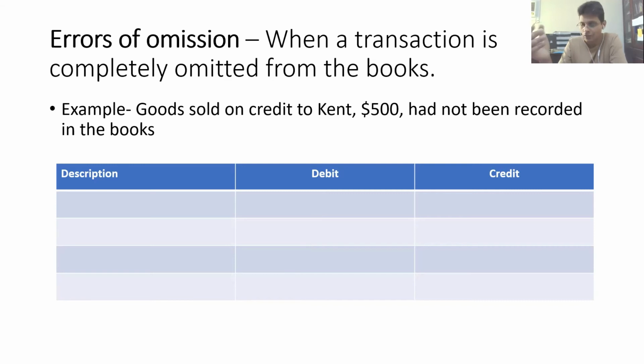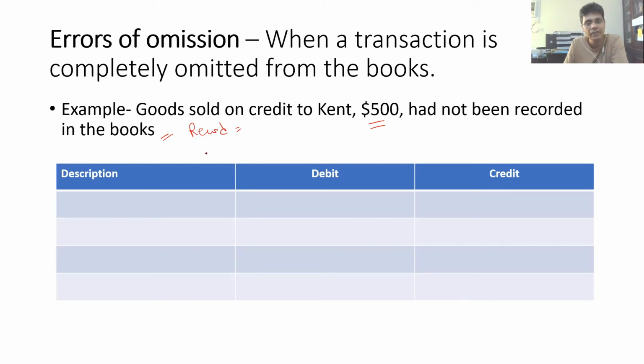You understand? So, goods sold on credit to Kent, $500 had not been recorded in the books. Okay, so goods sold on credit to Kent, $500 had not been recorded in the books. So what you should do? You have to record the transaction. How do you record the transaction?